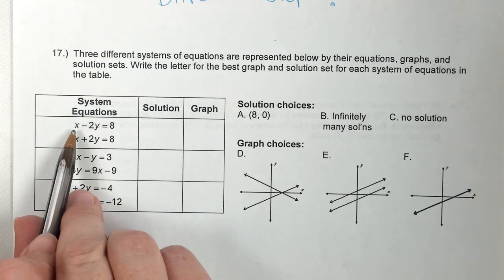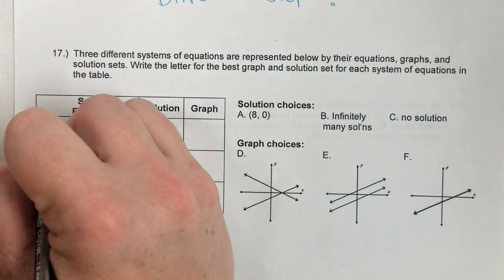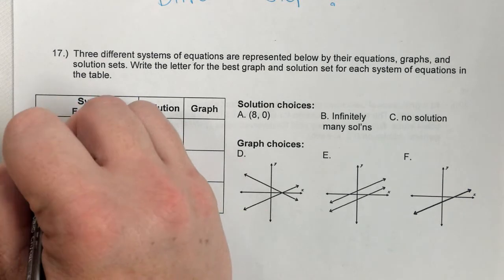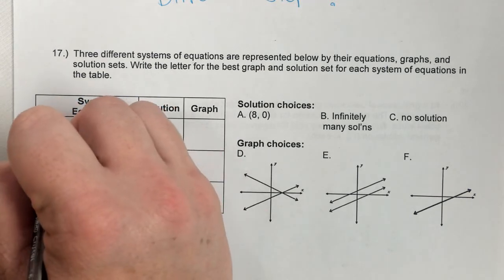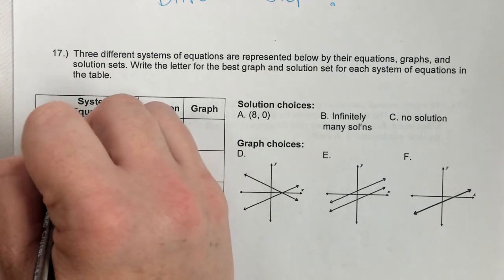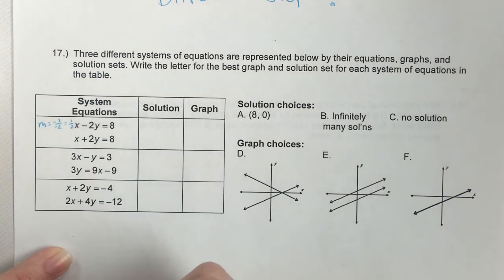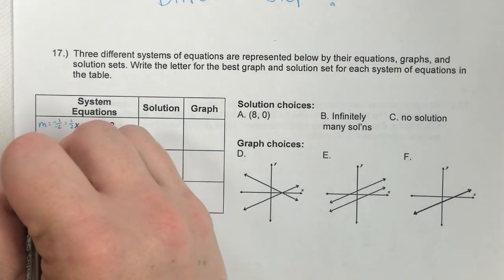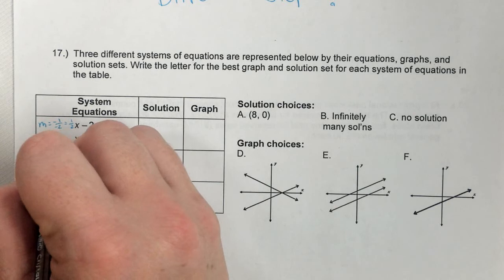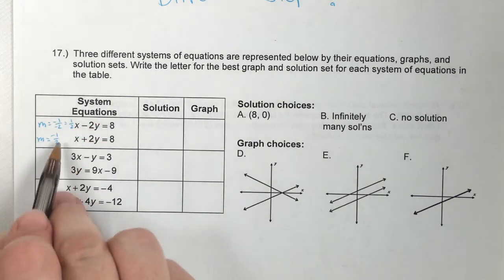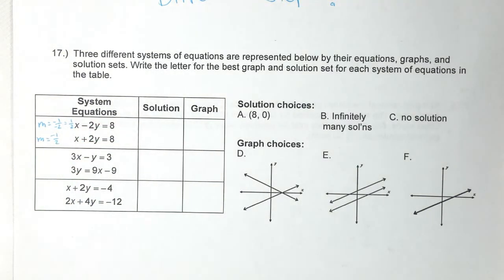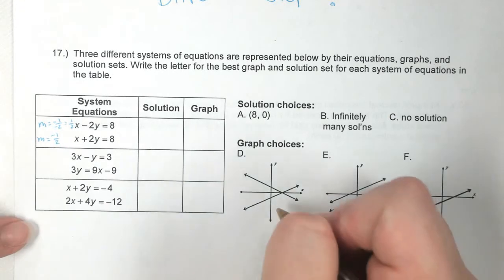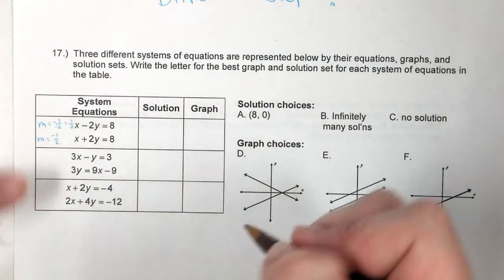I know that this one is going to have a slope of -1 over -2, which is a positive 1 over 2. While this one has a slope of -1 over 2, which is a negative slope. So these have different slopes, therefore they're going to have a solution. They're going to touch.